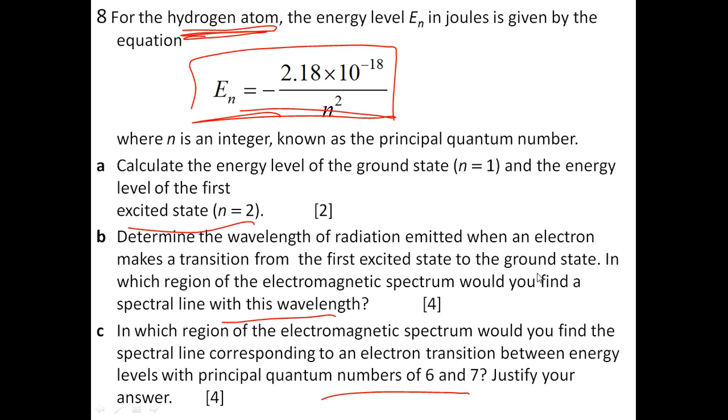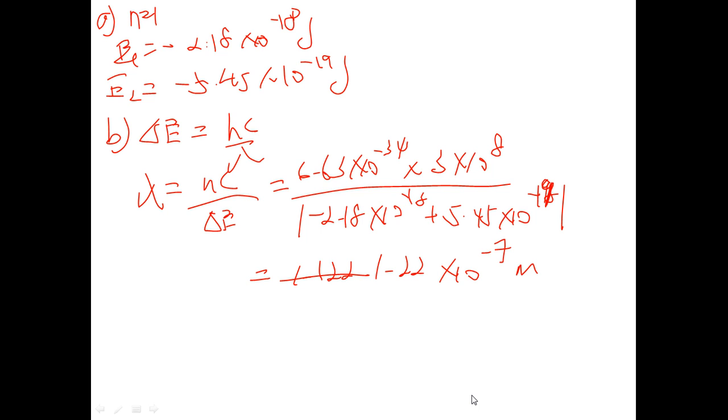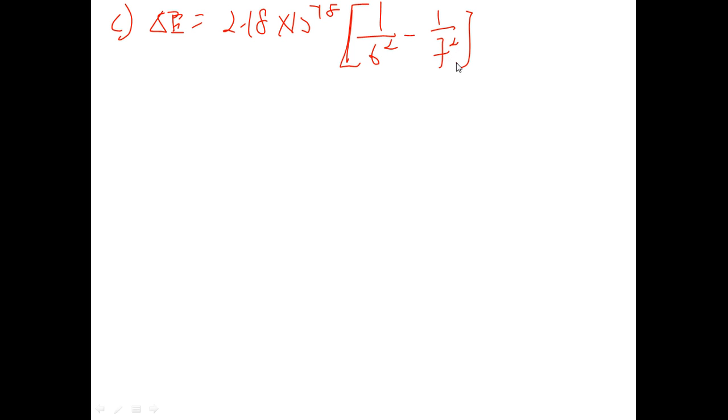Okay, now for part C, in which region? If I want to find in which region of the electromagnetic spectrum the transition from 6 to 7 falls, I have to justify my answer. So I have to calculate. First, I will use another page. Delta E from 6 to 7 is 2.18 times 10 to the power negative 18 times 1 over 6 squared minus 1 over 7 squared. So what I get is 1.607 times 10 to the power negative 20 joules.